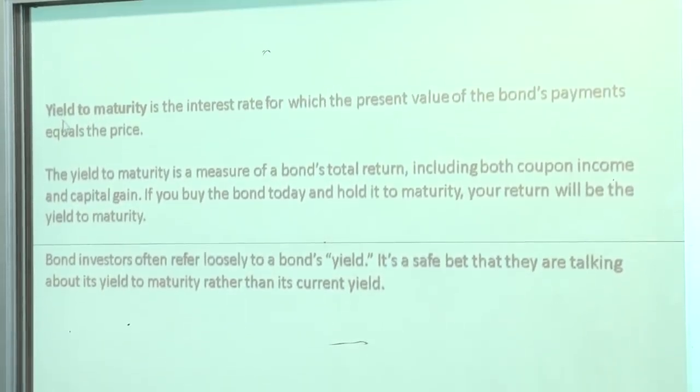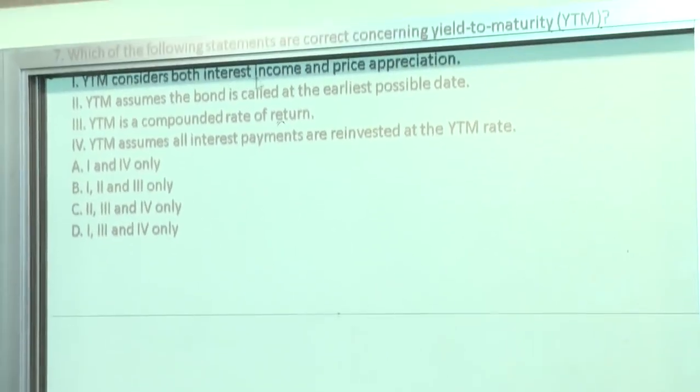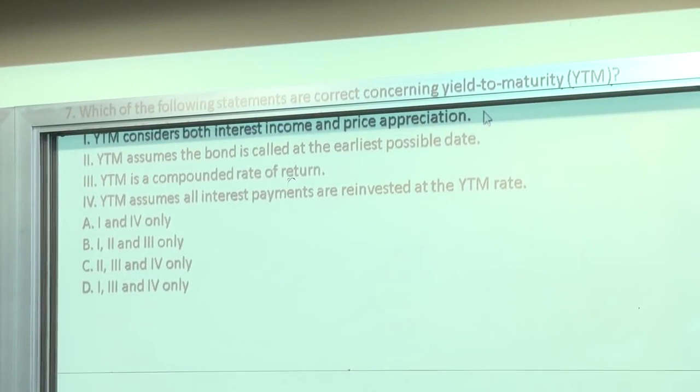Okay, yield to maturity. What is yield to maturity? It is the return that we're going to get if we buy the bond right now and hold it to maturity. We have a purchasing price right now, and we have all these future cash flows and the terminal principal payment. With a number of periods, we can calculate the R using a calculator, and that R, that I/Y, is the yield to maturity. Which of the following is correct concerning yield to maturity? It considers both interest income and price appreciation. That's right, right?